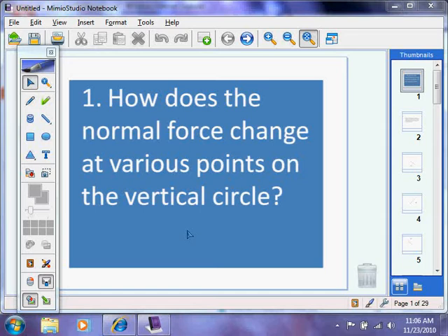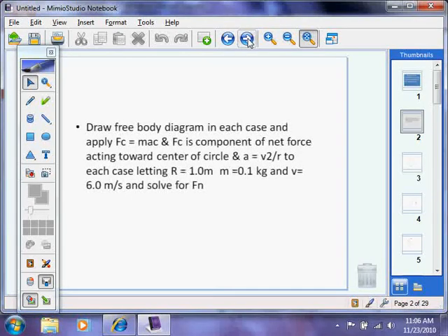You ready to roll? Okay, so we're going to draw a free body diagram in each case. We're going to let the radius be 1 meter, the mass be 0.1 kilogram, and the velocity be 6 meters per second.